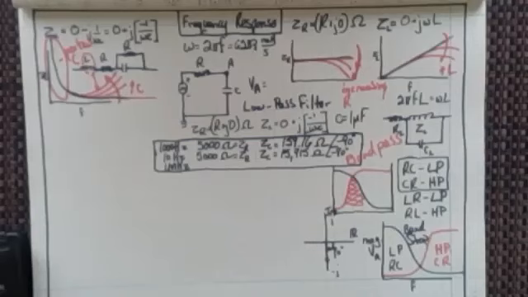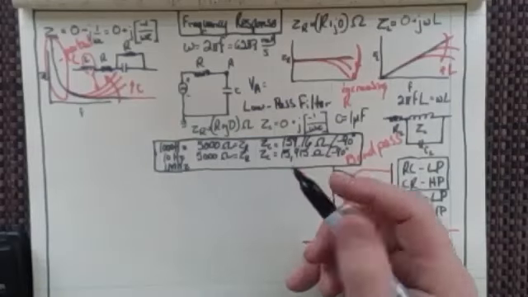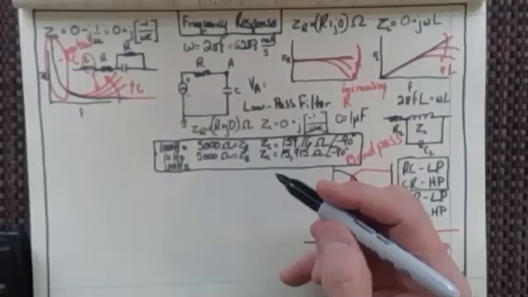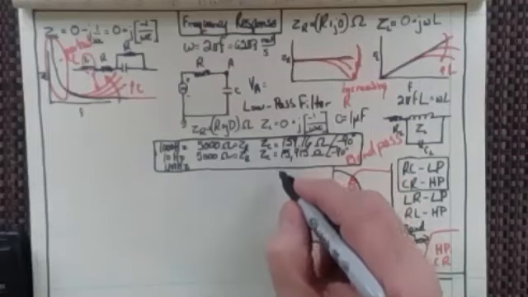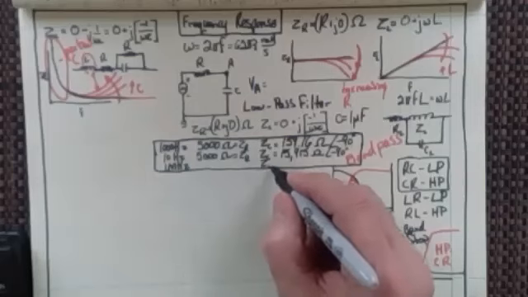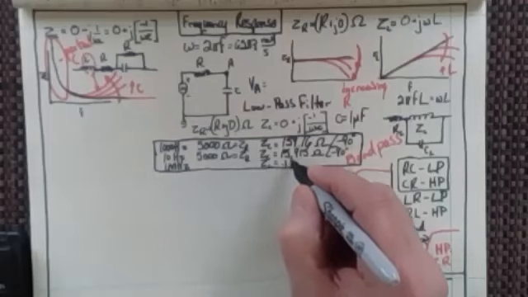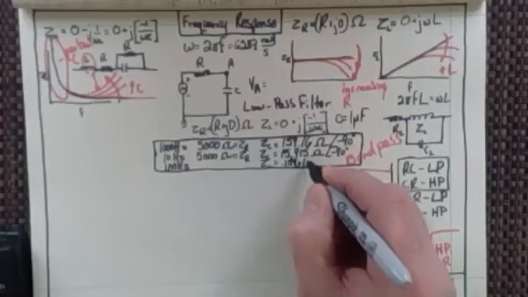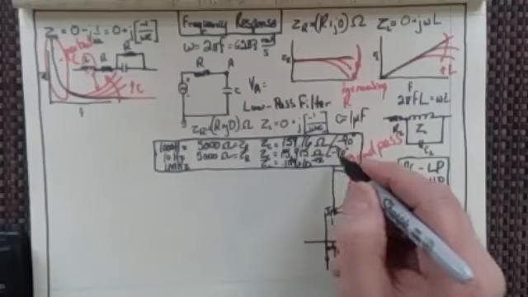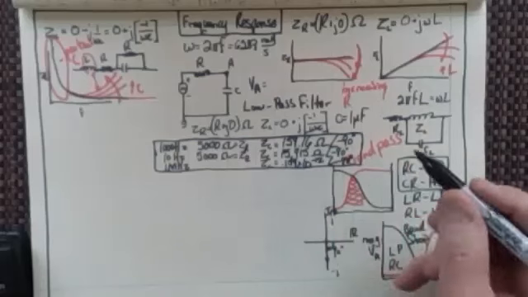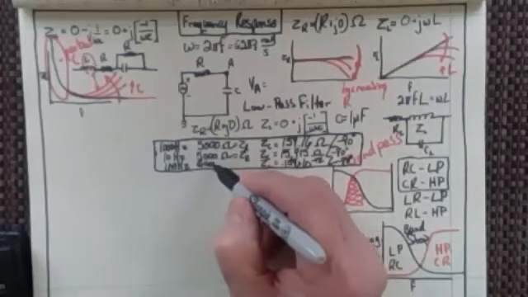Times C. Oh yeah, no, I'm right. Yeah, 1 exponent 6, sorry. And then 1 over that gives me 0.159 times 10 to the minus 12, so 0.159 times 10 to the minus 12 at minus 90 degrees. And I would still have 5,000 ohms here.